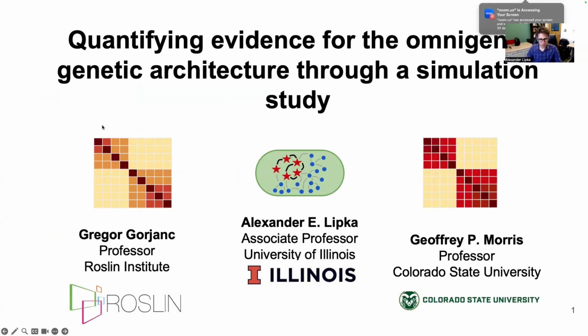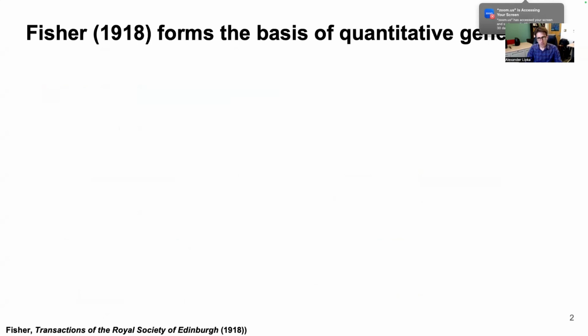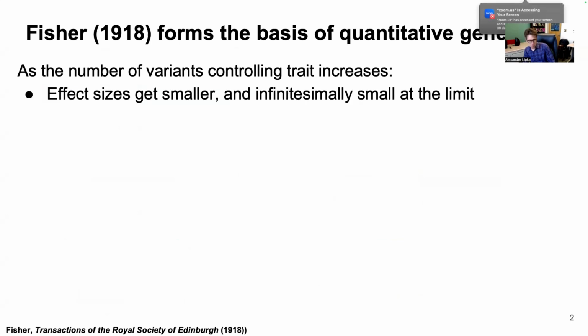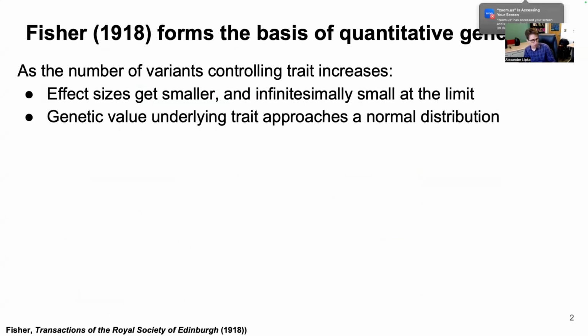I'm at the University of Illinois in the United States, and I'm going to tell you about a simulation study that me and two of my colleagues are conducting. The rationale for the simulation study is that the basics of quantitative genetics is from Fisher 1918. As the number of variants controlling a trait increases, effect sizes get smaller, and subsequently, the genetic value underlying a trait approaches a normal distribution.